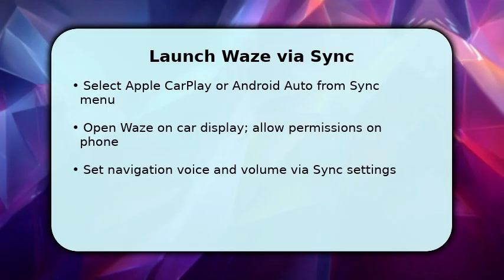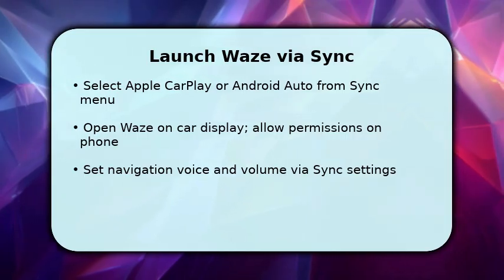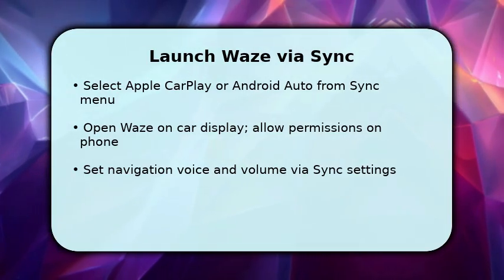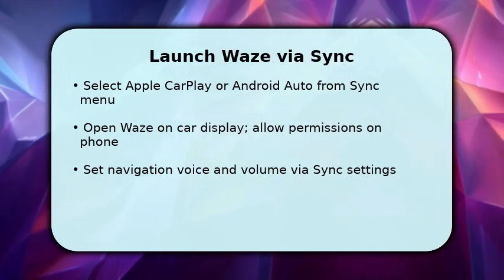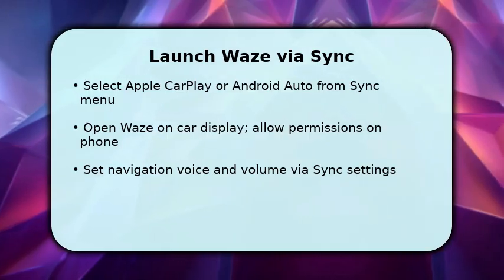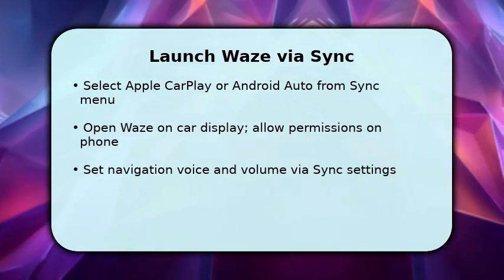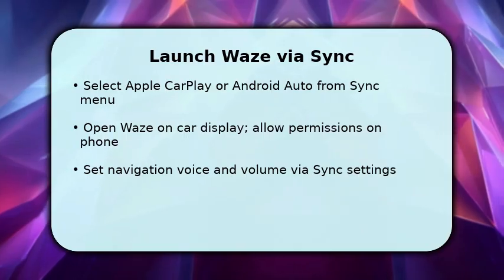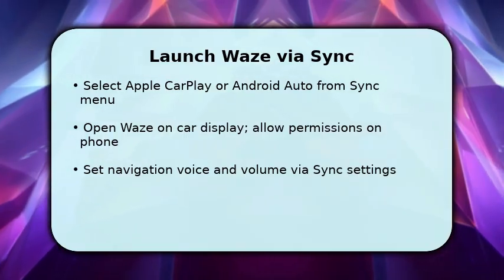When prompted on your phone, grant Waze microphone and location permissions so voice guidance and routing work. Adjust navigation, voice, and media volume in sync or the phone settings to balance directions and music. Once configured, start a route on the car screen for full integration.